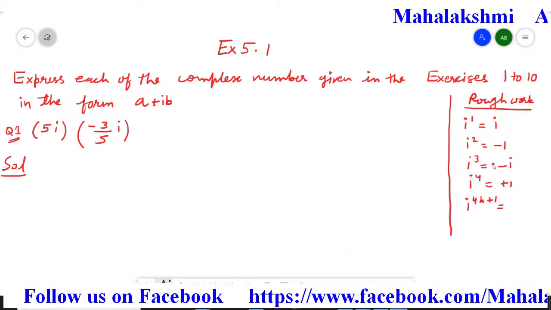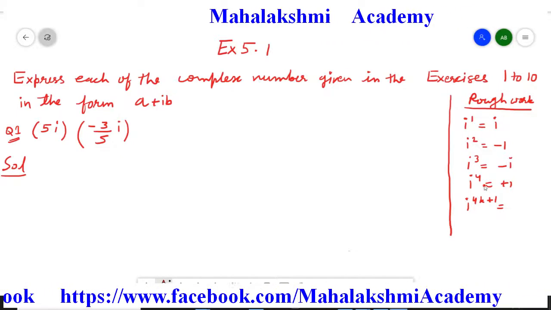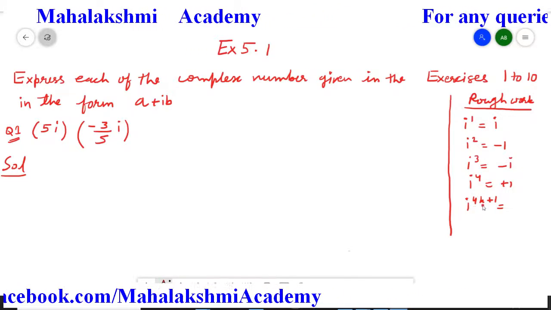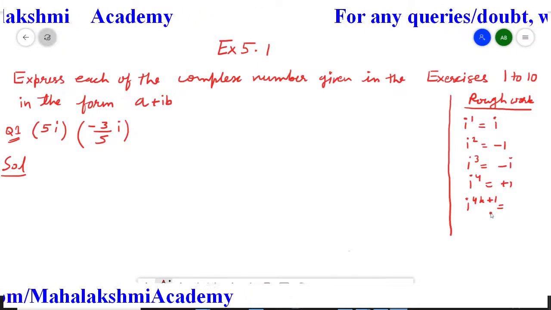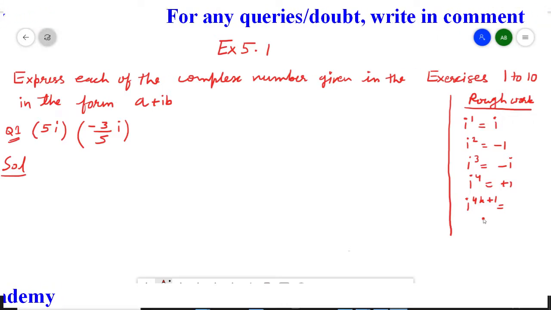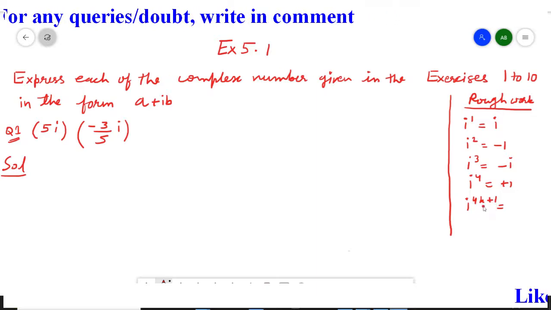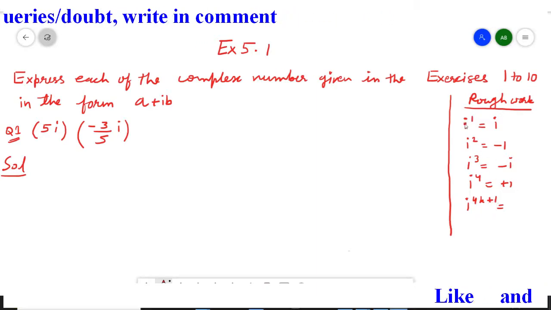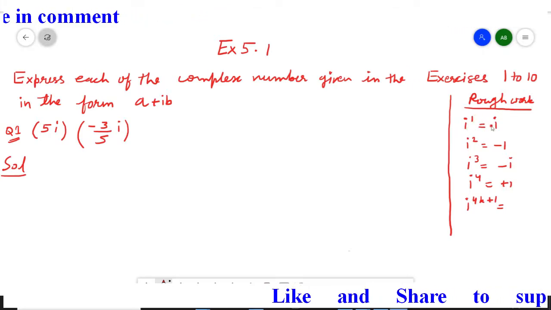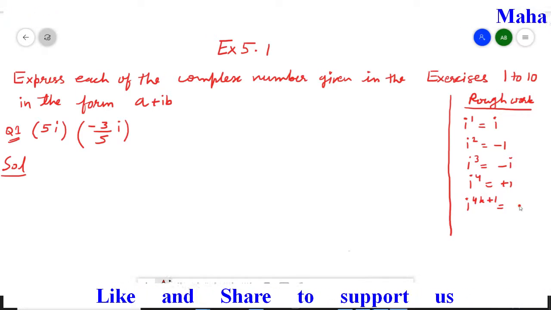Up to power 4 you have to learn, and if the power of iota is more than 4, then you have to convert that power into multiples of 4, like 4k plus 1. When we convert them, the values will start to repeat. So here we have 4k plus 1, which means it is the same as iota power 1, so its complete value is also going to be iota.